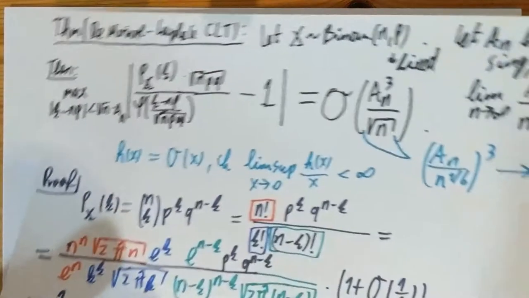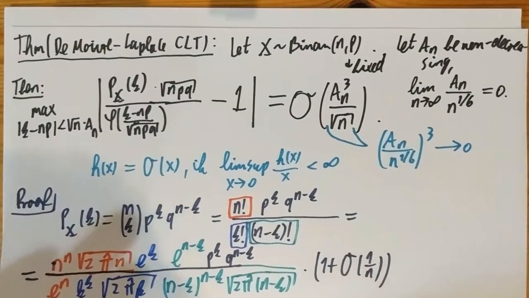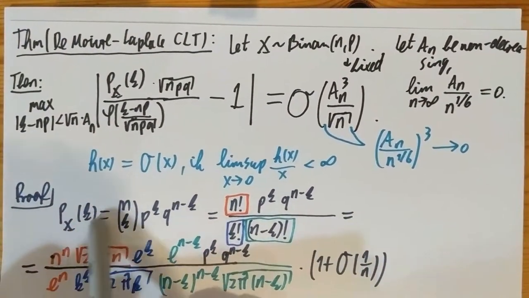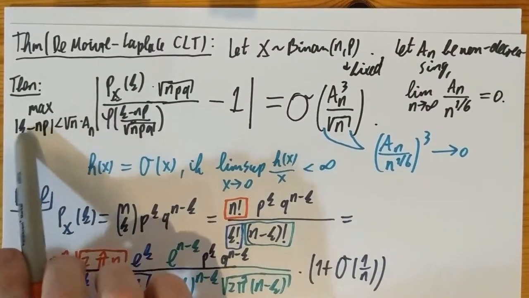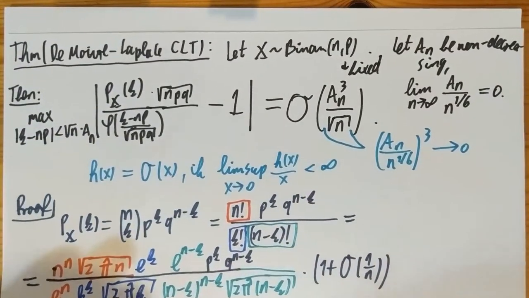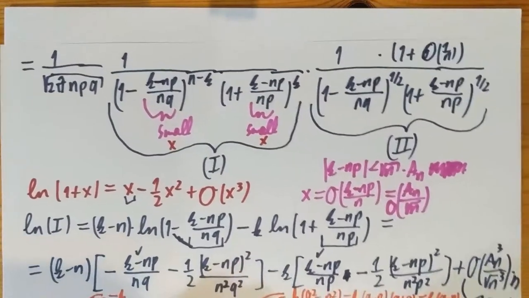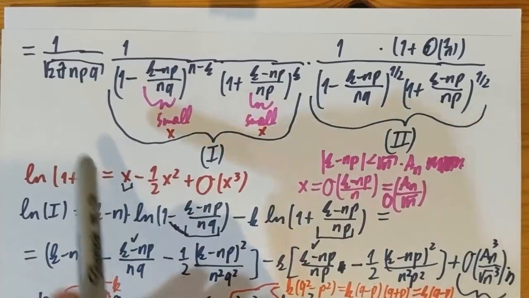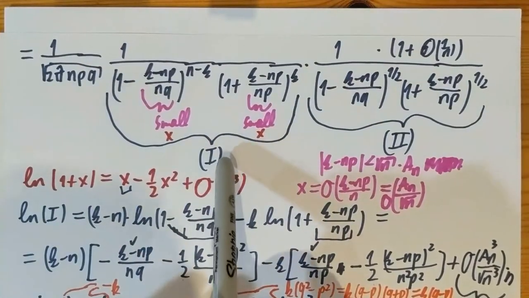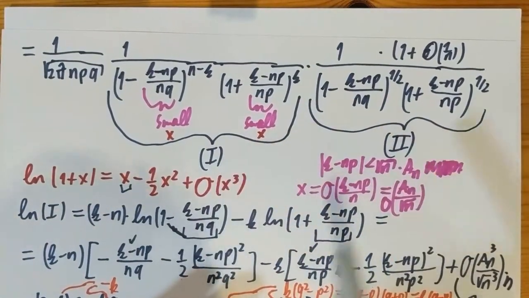And finally, we are going to put everything together in this video and complete the proof of the local DeMoivre-Laplace central limit theorem. So we are in the process of proving DeMoivre-Laplace CLT again, and we started to calculate the mass function for k not very far from NP, and we did some calculations and concluded that it can be written as the product, as this factor in front, as the product of something we call term 1 and term 2.